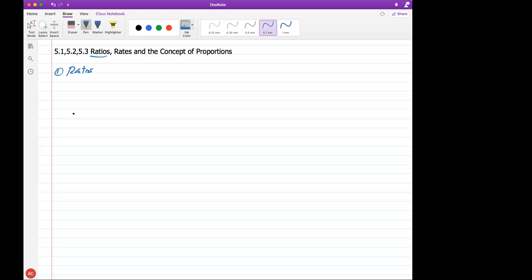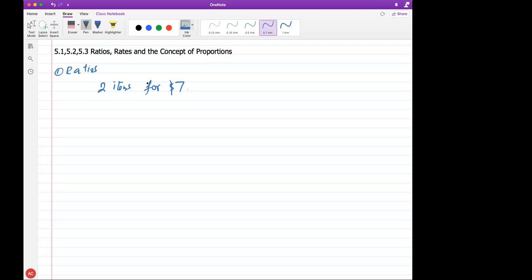So a ratio is basically when we have two quantities or more that are related. Let me write that again. So ratio. A ratio is when two quantities or more are related. For example, let's say when you go to a grocery store and you see, for example, two items for, let's say, $7. Okay, so this is what we call a ratio here.